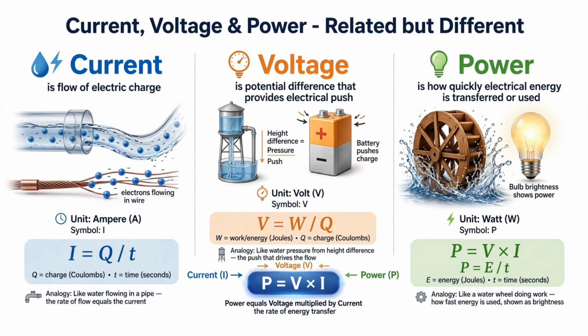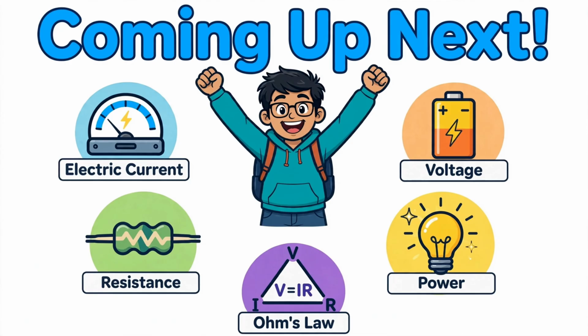Current, voltage, and power. They are related, but they do not mean the same thing. Current is the flow of electric charge. Voltage is the potential difference that provides the electrical push, while electrical power tells us how quickly electrical energy is being transferred or used. We will study electric current, voltage, resistance, power, and Ohm's law in much greater detail in the next lessons. So stay connected with us.